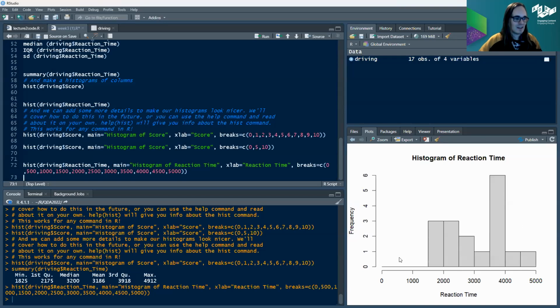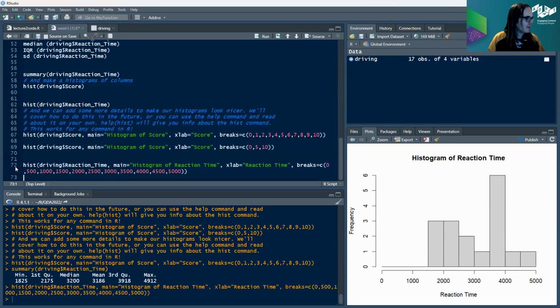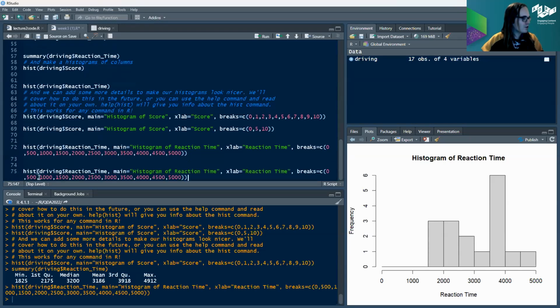So now I can see all of my reaction times as well. I could have chosen different breaks. So I could have only chosen each 1,000 as a break. So I'll get rid of all of the 500s here and we'll see how different that looks.